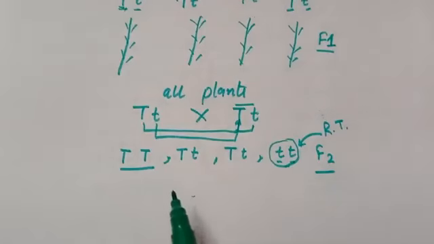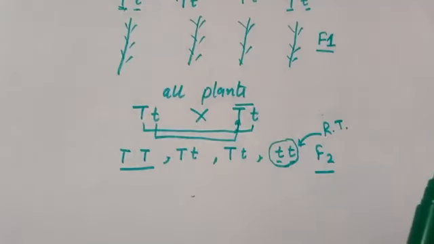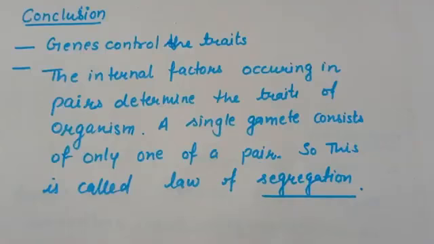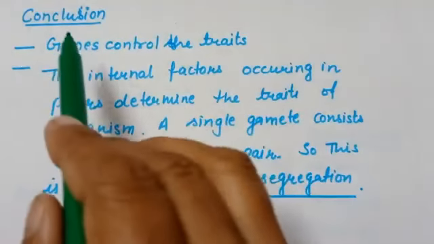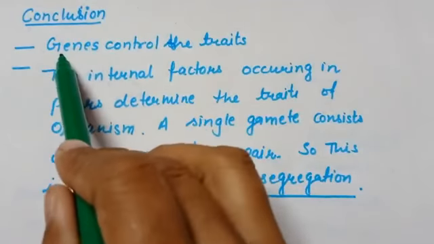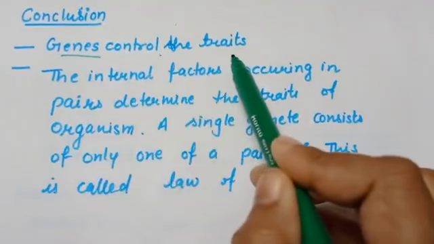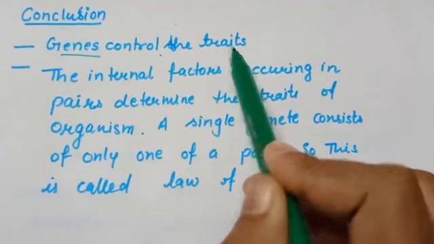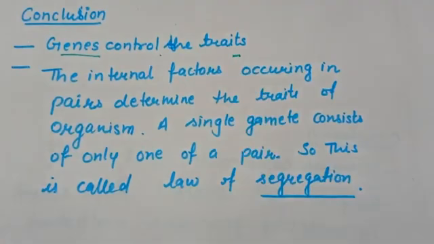So they remain segregated from each other. They do not blend with each other. So we can conclude that according to Mendel, genes control the trait. It is actually the gene which controls the characteristics, for example tallness or shortness.